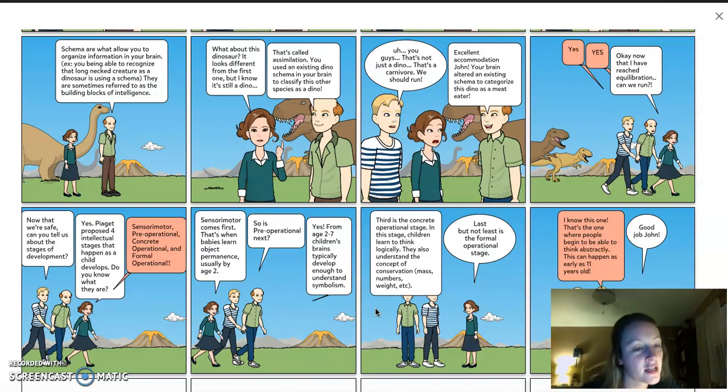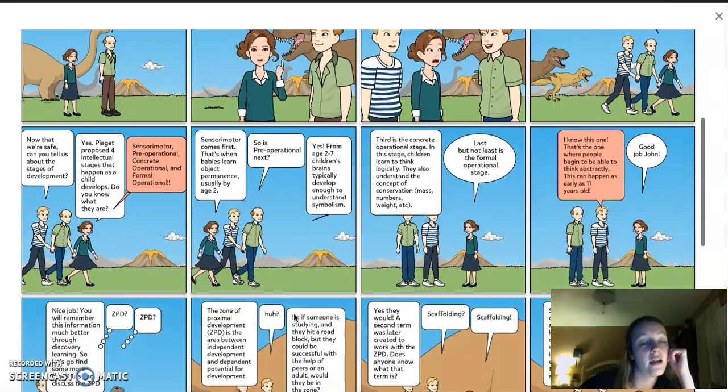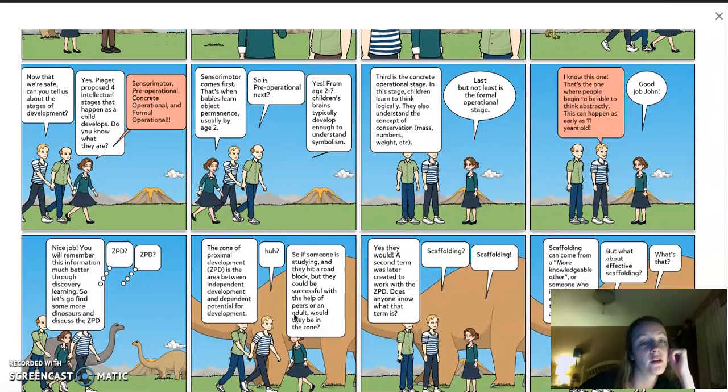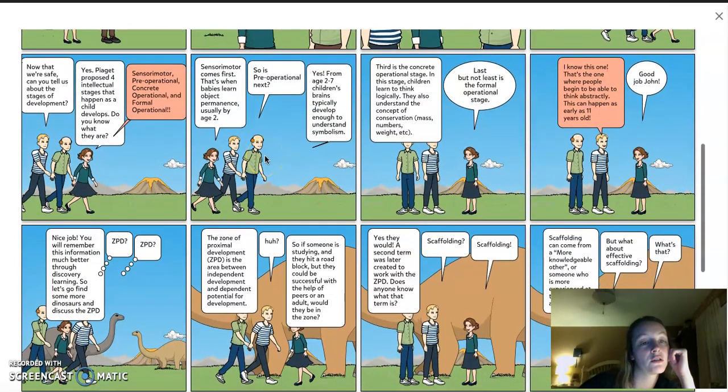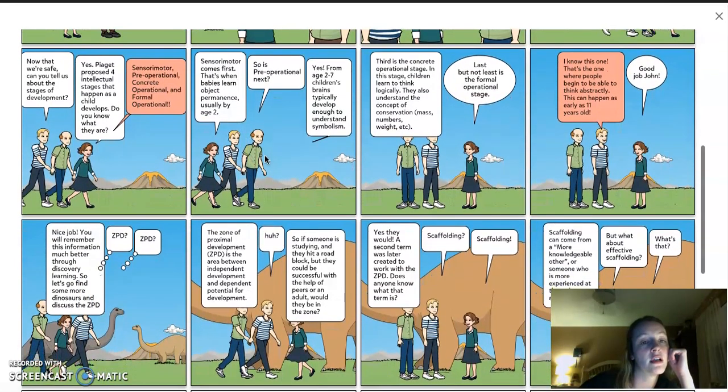Now that we're safe, can you tell us about the stages of development? Yes. Piaget proposed 4 intellectual stages that happen as a child develops. Do you know what they are? I know. Sensory motor, pre-operational, concrete operational, and formal operational. Sensory motor comes first. That's when babies learn object permanence. Usually it happens by age 2.